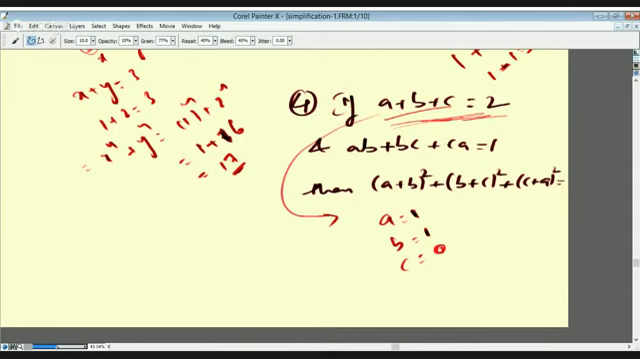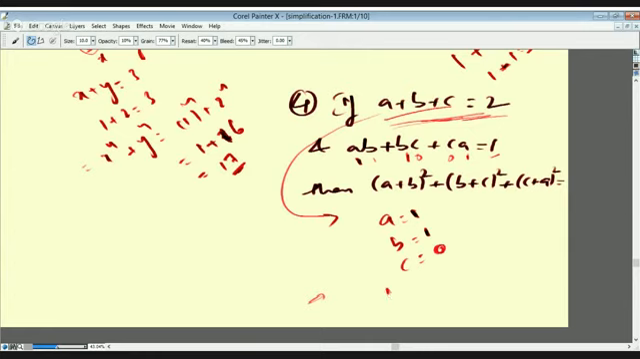See here, a plus b plus c, randomly I'm trying the values. 1 plus 1 plus 0 gives 2, and when you multiply 1 into 1 it is 1, and with 0 it is 0, so it is satisfying. So try to take these values and substitute in the problem.